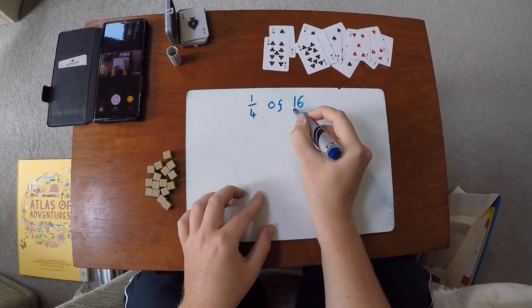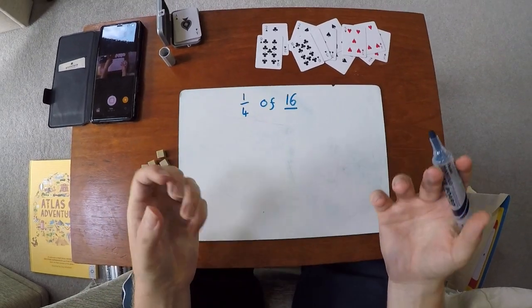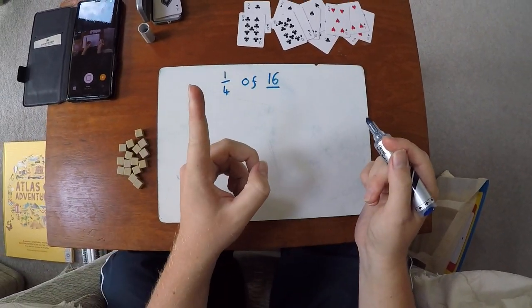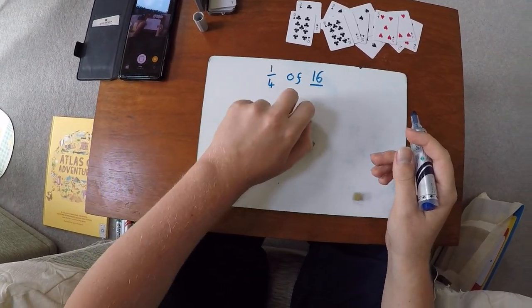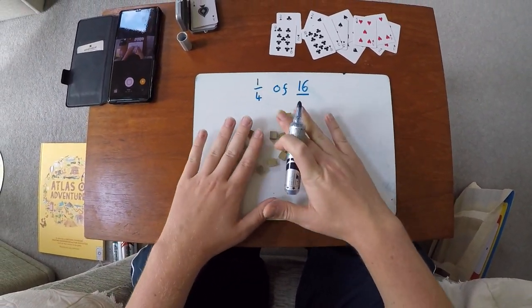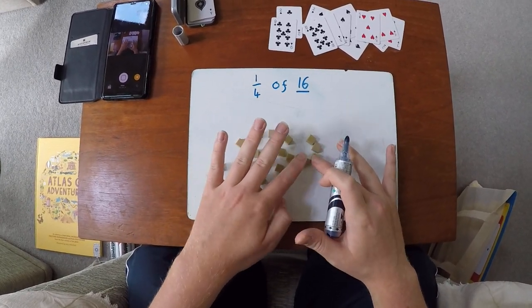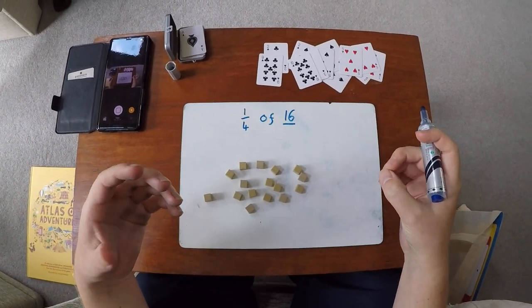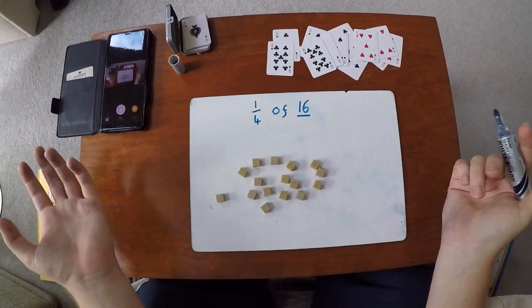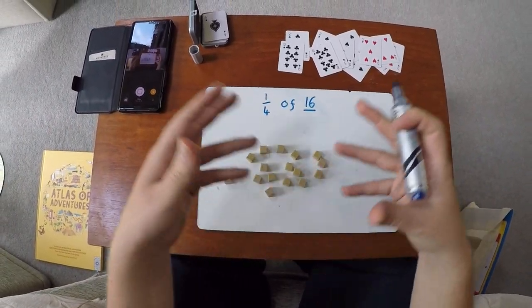Now, 16 is our amount. We're trying to find a fraction of that amount. We're not working with 1 anymore, we're thinking of our amount. So I've got 16 items here, and I think of them as an amount. In a test they might be marbles, in the most recent one we did they were packets of crisps, they might be flowers, they could be anything, but think of it as an amount.